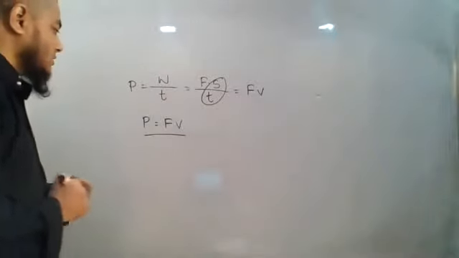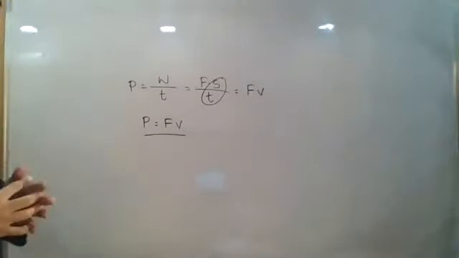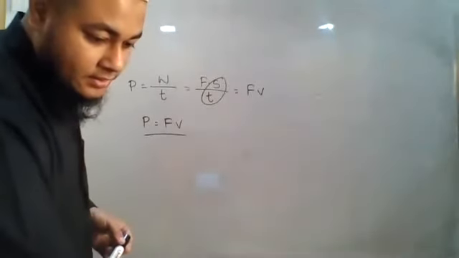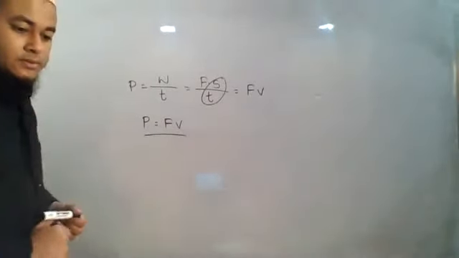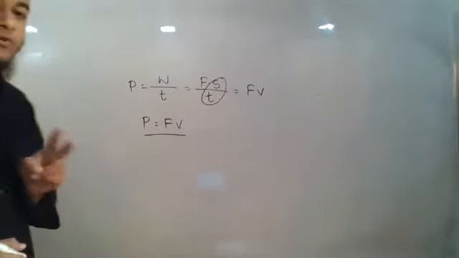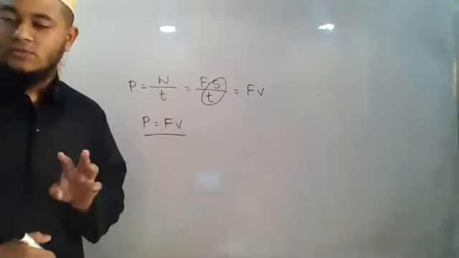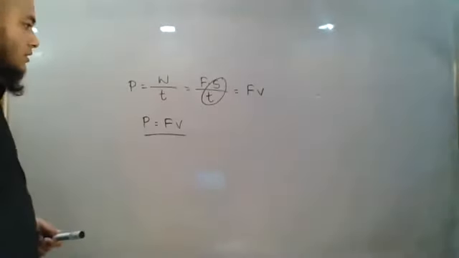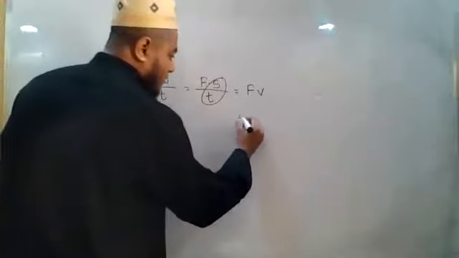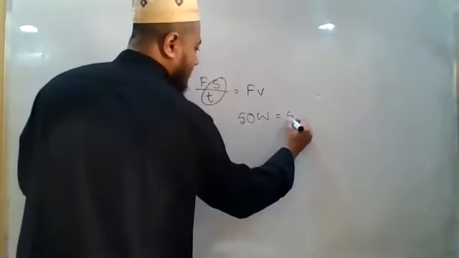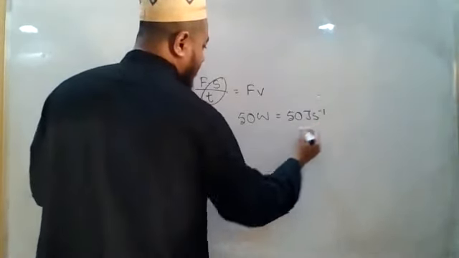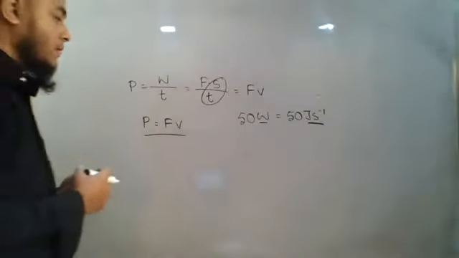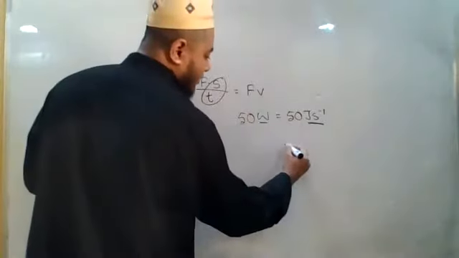So this equation is sometimes put into use to solve numerical problems. Sometimes you will be asked a 2 marks question: what is the significance of 50 watt? Now how can you answer that? 50 watt means 50 joule per second. Watt and joule per second are the same; they are the unit of power.